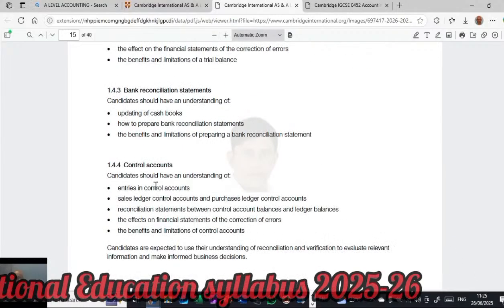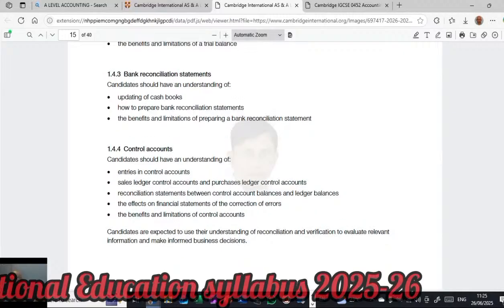Control accounts should include an understanding of entries in control accounts, sales ledger and purchase ledger control accounts, and reconciliation statements between control account balances and ledger balances. The effect on financial statements and correction of errors, all these things you will be learning in this part. We'll be solving question papers based on this, and a lot of practical question papers also. So it's very important. It will be very interesting for you to learn.